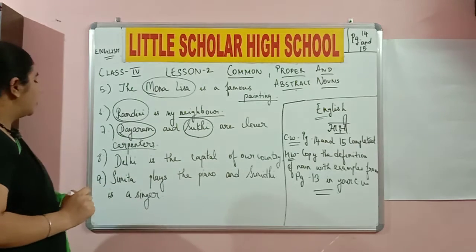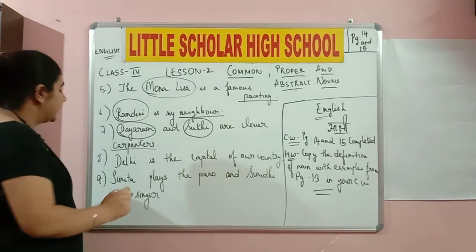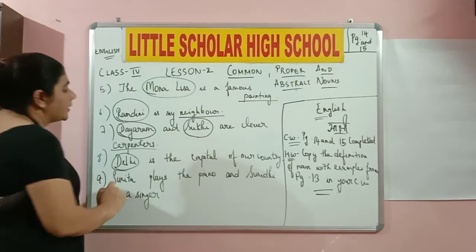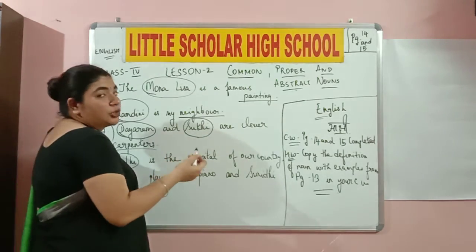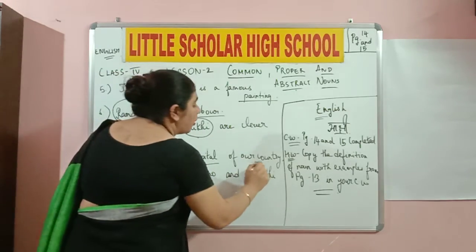Now we have, Delhi is the capital of our country. You need to circle Delhi. Capital is referring to a city, so it should be underlined. And country is again a common noun.